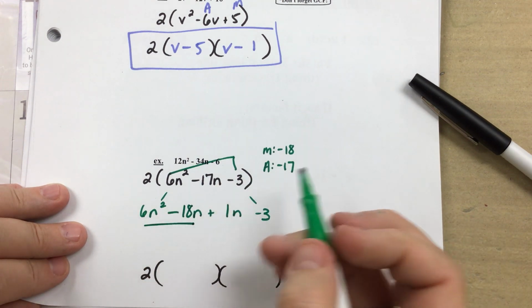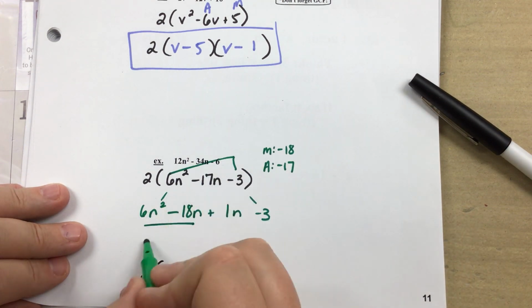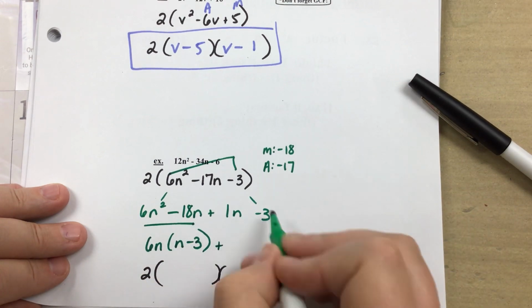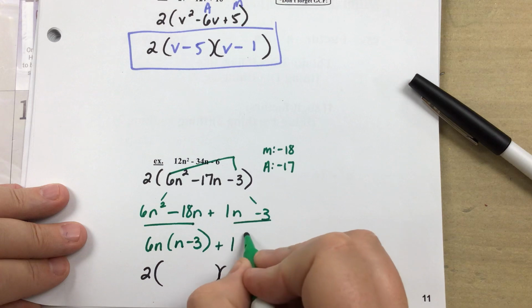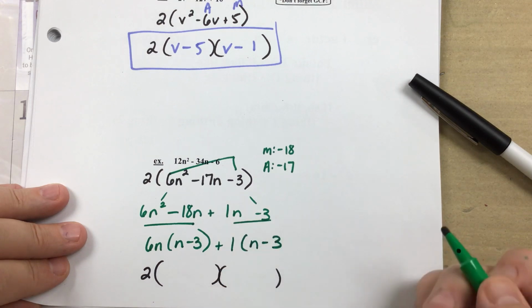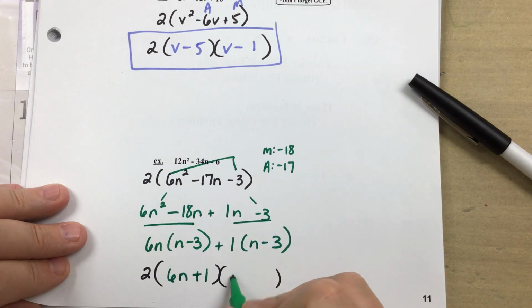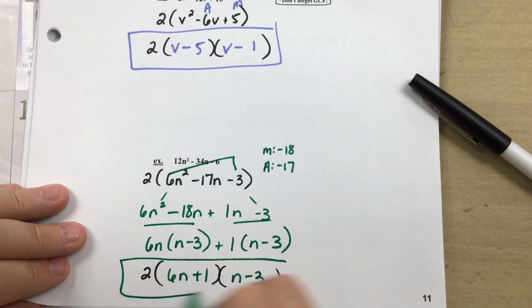So if we do grouping, we're going to factor out a 6n, and we're left with n minus 3. And the second one, we can't factor anything out, so we're going to put a 1 to hold its place value, so it's n minus 3. So again, we've got the 2, we've got what's out in front, 6n plus 1, and what do we have left? n minus 3.